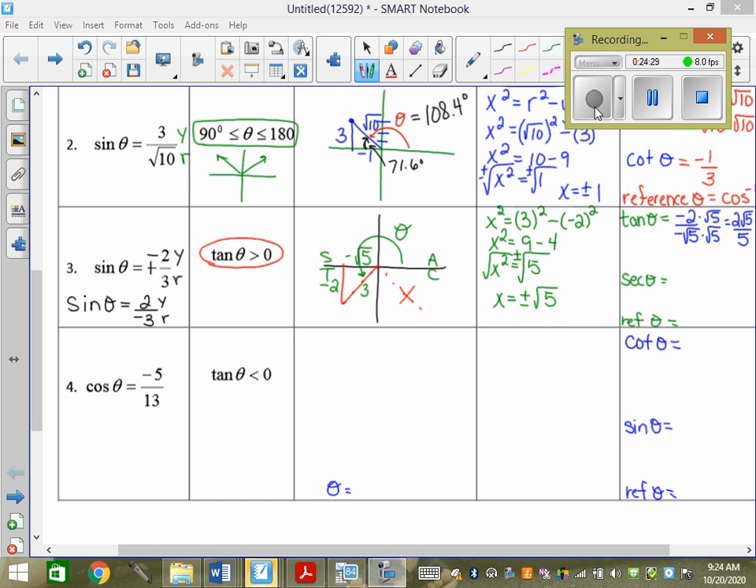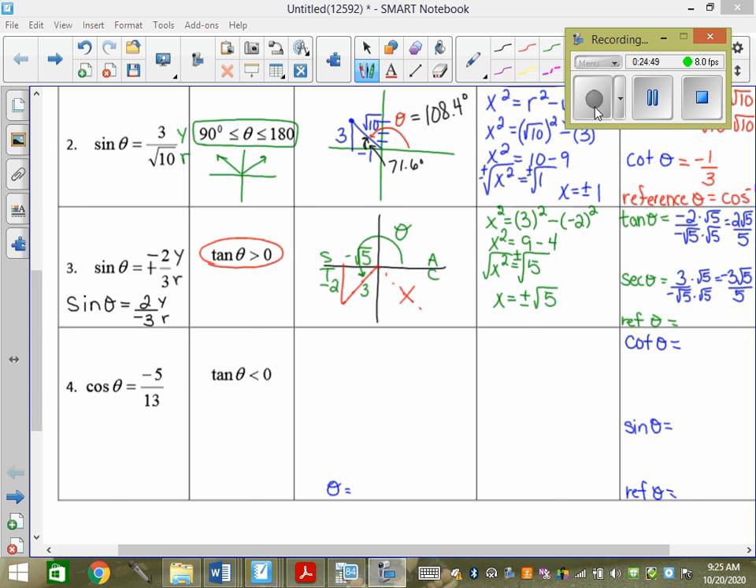Secant is the opposite of cos. Cos is cooked extra rice, so this is rice extra. So 3 over negative root 5. Rationalize. So you get -3 root 5 over 5. Or you could have said 3 root 5 over negative 5, totally fine.